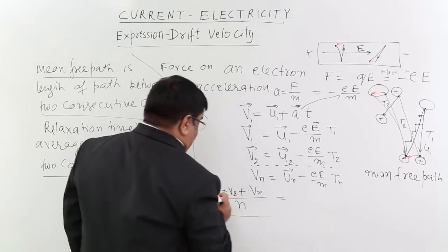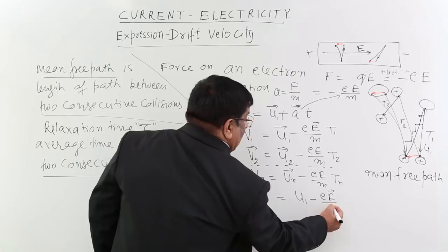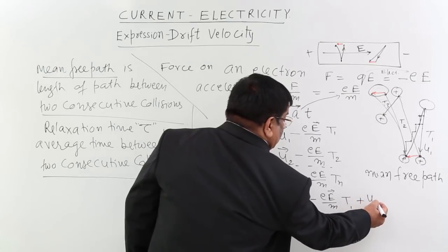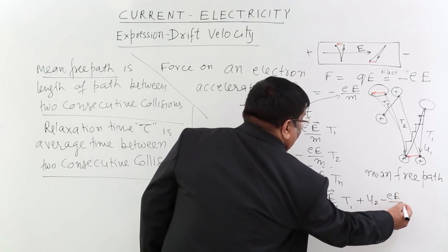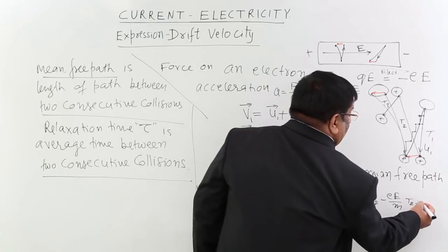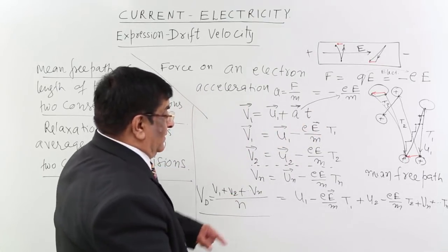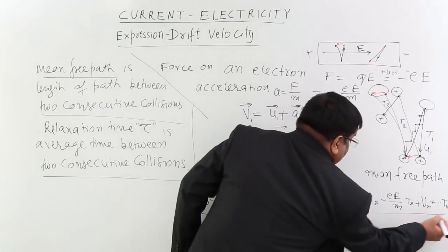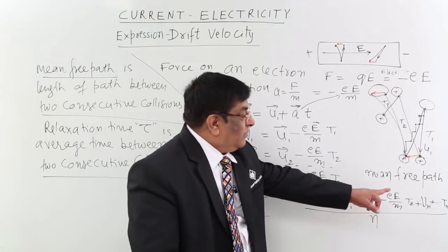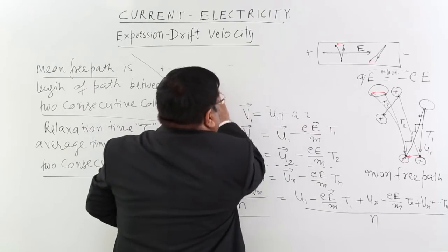Now I place the value of V1 from here, then V2 from here, Vn from here. So what do I get here? U1 minus eE upon m t1 plus U2 minus eE upon m t2 plus this, and it will go up to Un minus eE upon m tn, divided by n. Now you see, U1 plus U2 plus U3 up to Un, I make this one group. If I make it one group, then it will be like this.